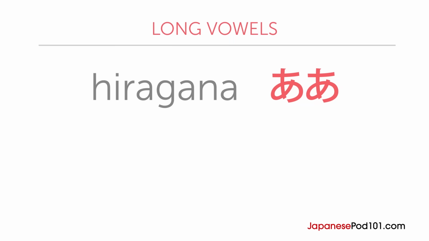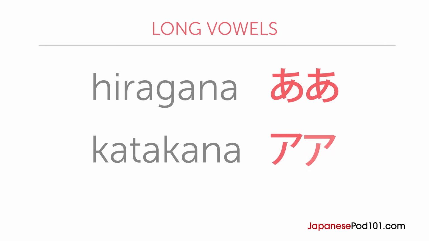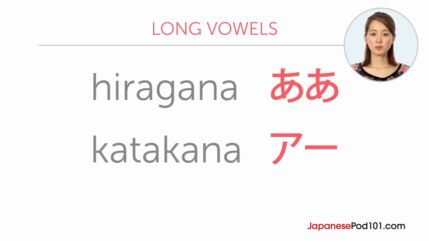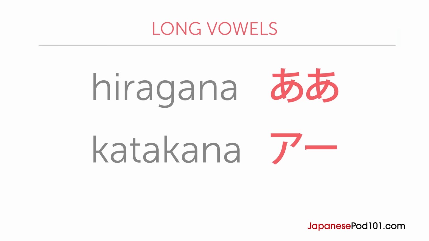Unlike hiragana, where long vowel sounds are indicated using another vowel character, katakana writing makes use of the nobashimo. So instead of writing a with 2 a characters, we would write it like this. Literally, nobashimo means stretching bar. So when you see it, just remember that you have to stretch the vowel of the character that comes before it.